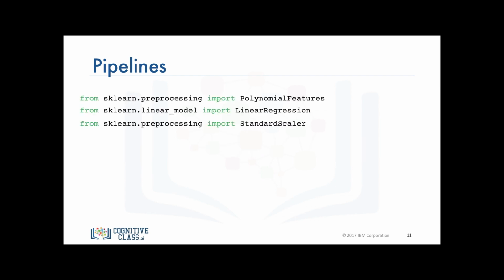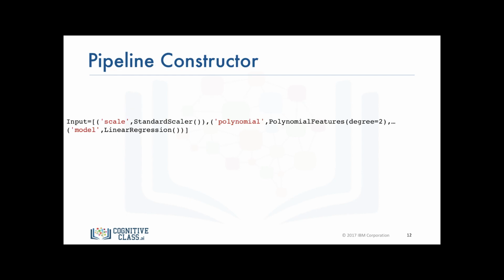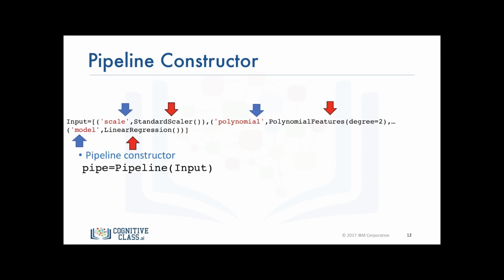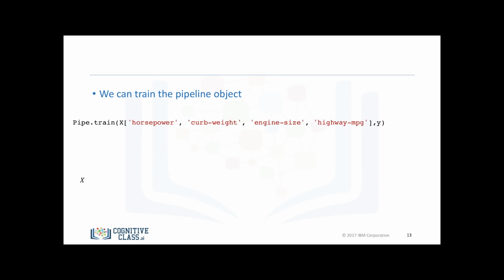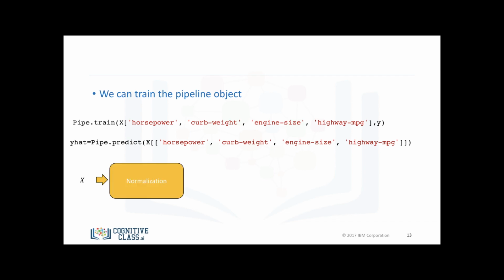First, we import all the modules we need. Then we import the library Pipeline. We create a list of tuples. The first element in the tuple contains the name of the estimator model. The second element contains the model constructor. We input the list in the pipeline constructor. We now have a pipeline object. We can train the pipeline by applying the train method to the pipeline object. We can also produce a prediction as well. The method normalizes the data, performs a polynomial transform, then outputs a prediction.